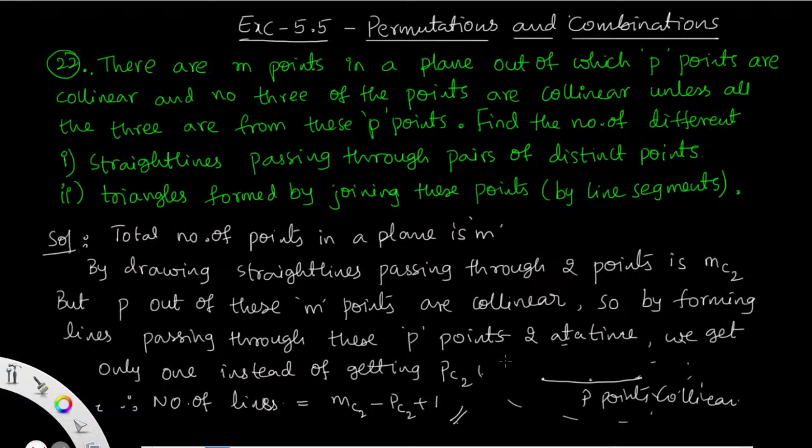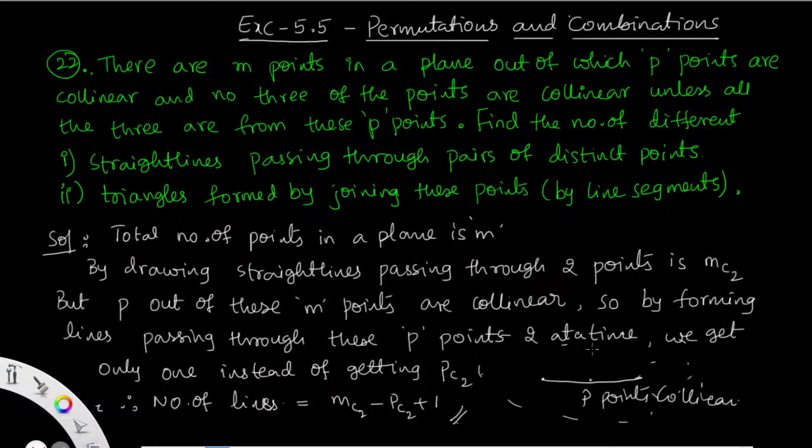So in the plane there are m points. To construct a straight line we need 2 points. From the m points, we select 2 points, so this can be done in mC2 ways. Why? Because to form a straight line we need 2 points out of m points. But in these, p points are collinear. So the lines passing through these p points, 2 at a time, give only one line instead of pC2 lines.